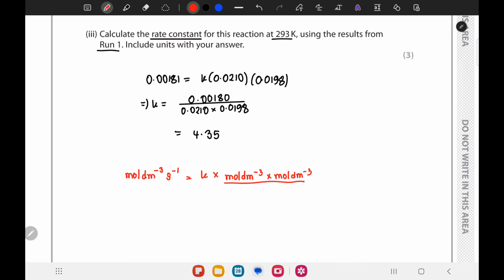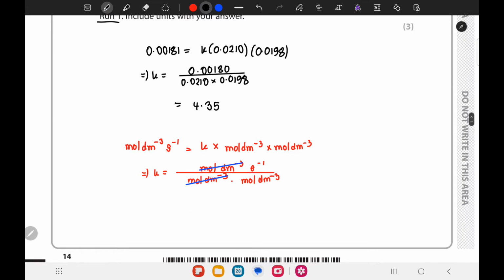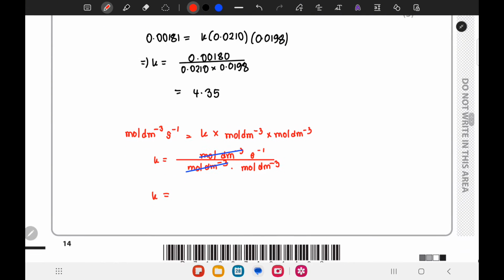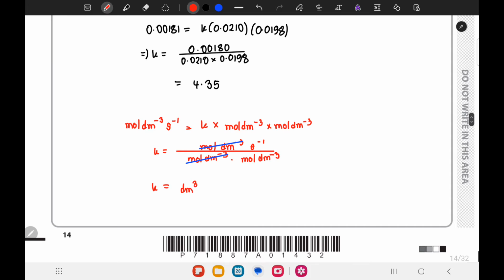So we move this 2 to the left. So the units of K will be mole per dm cube per second divided by mole per dm cube times mole per dm cube. We can cancel out one of the mole per dm cubes on the bottom with the top, and we'll be left with the units for K, which will be dm cube per mole per second.